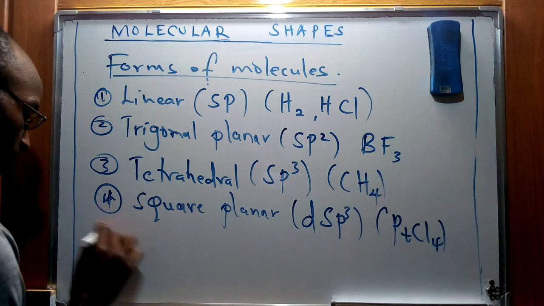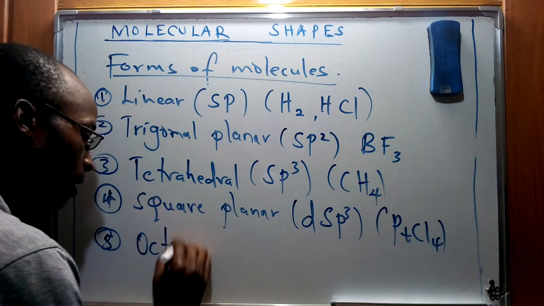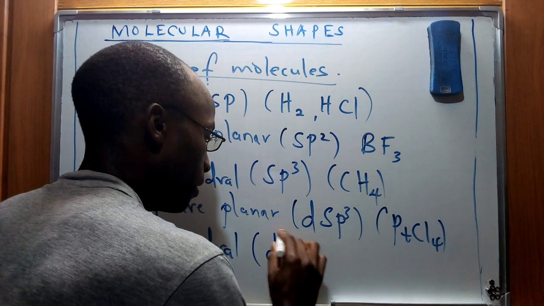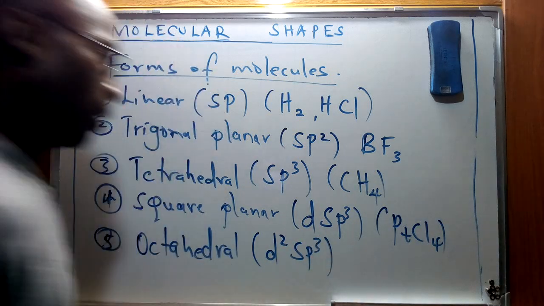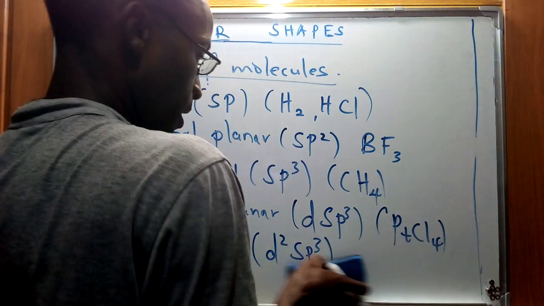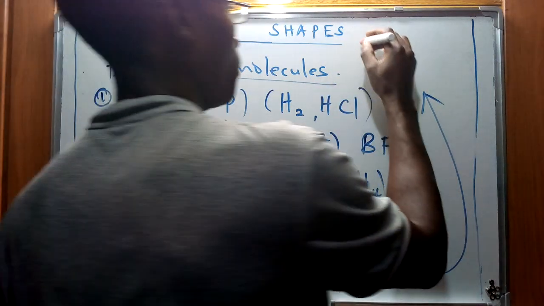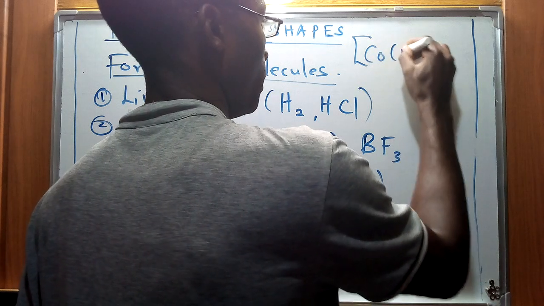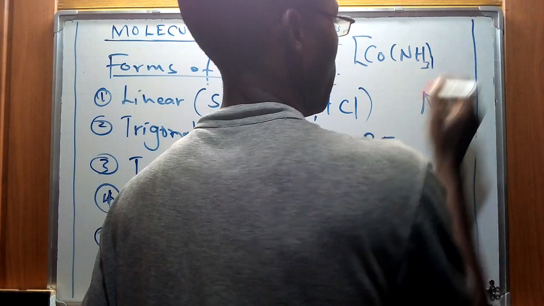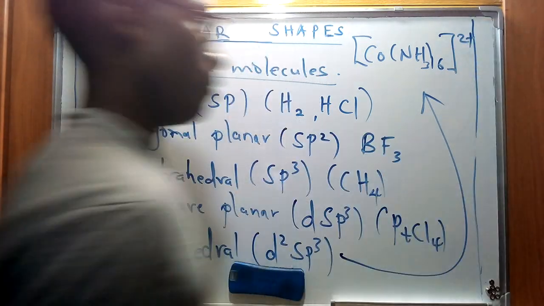And lastly we shall look at example number 5, or form number 5, which is octahedral, a shape which appears for the sp3d2 hybridized. For example, we can give a complex compound, which I'm going to give at that specific point because of space. So this is cobalt, and then I have this part for ammonia, and that is forming a complex ion which is 2 positive. So that's part of the ion.